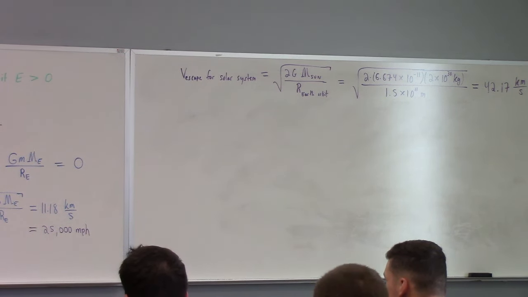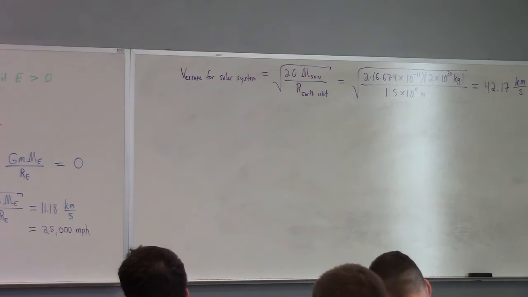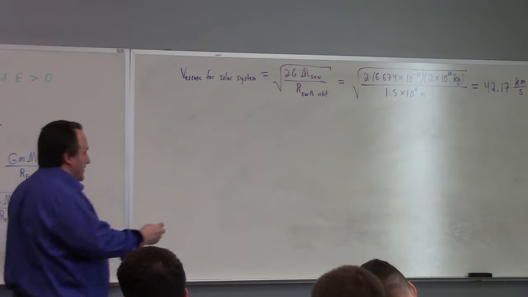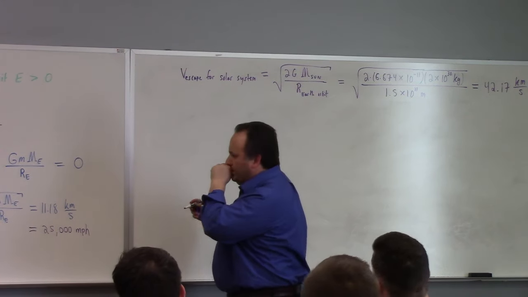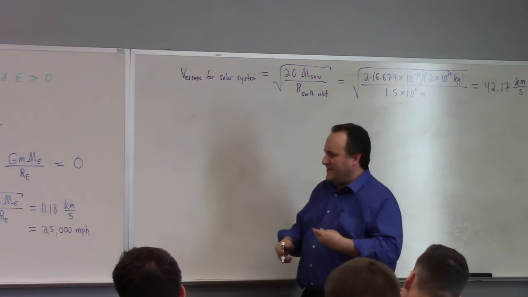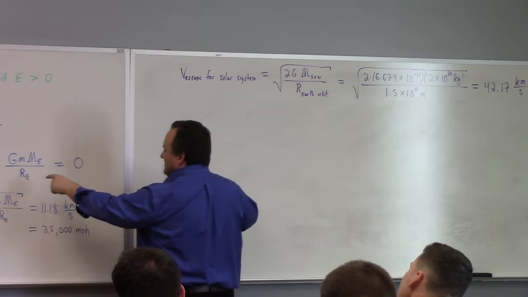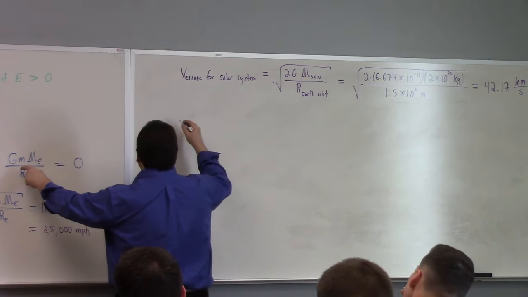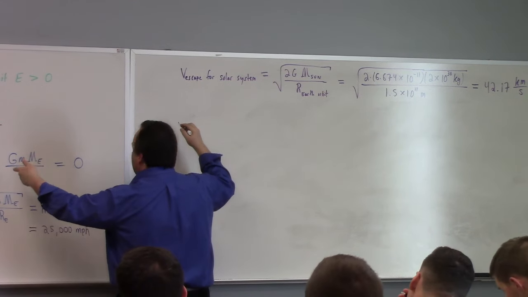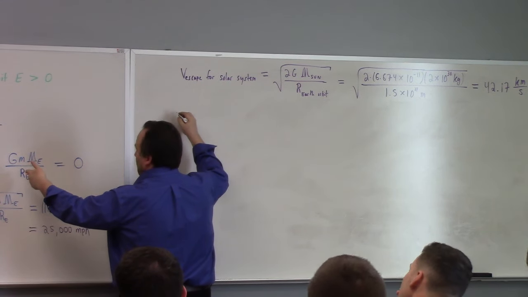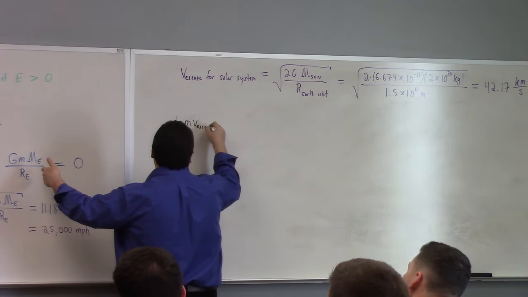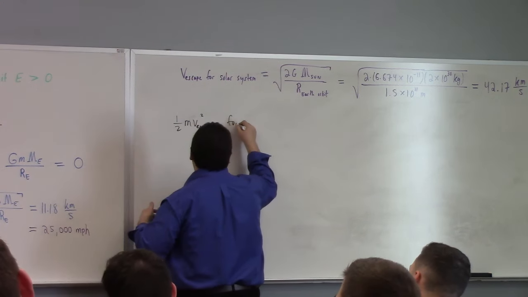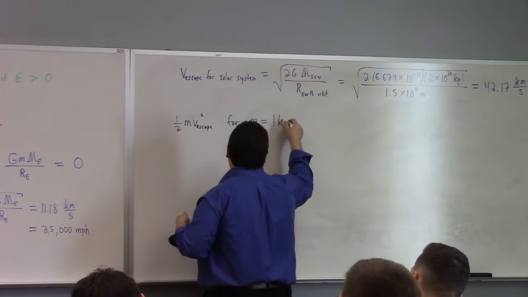All right, so listen, a less extreme version of this: what if you don't escape, right? How much energy is this for 1 kilogram, by the way? What is 1/2 m v escape squared for m equals 1 kilogram?